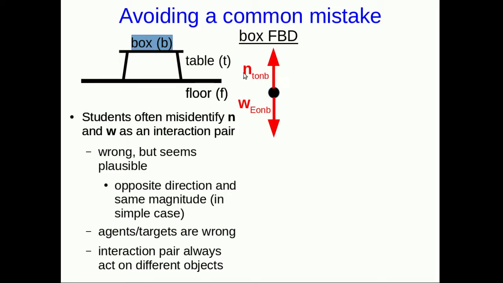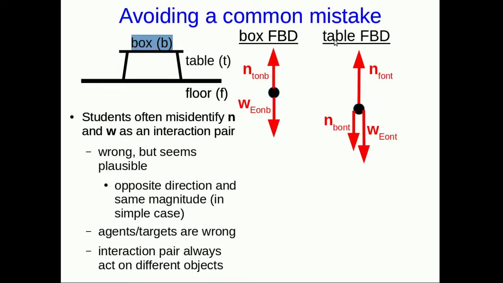And so if we want to find the partner, the other force in the interaction pair with this normal, we have to look at the free body diagram of the table. And now you see that the normal that the table exerts on the box is the interaction partner with the normal that the box exerts on the table. Well, what about these weights?